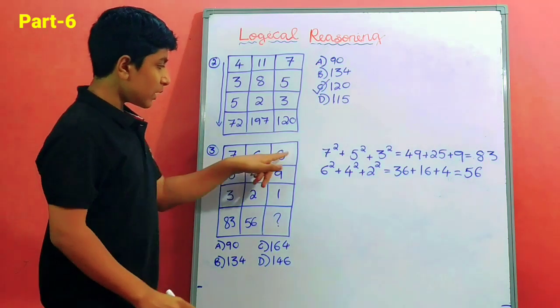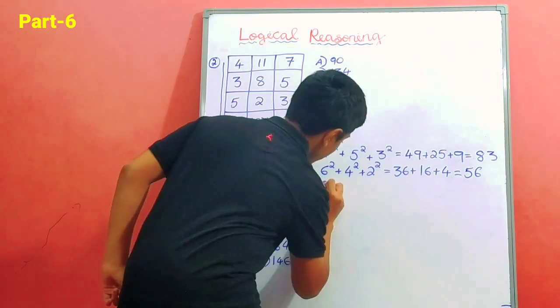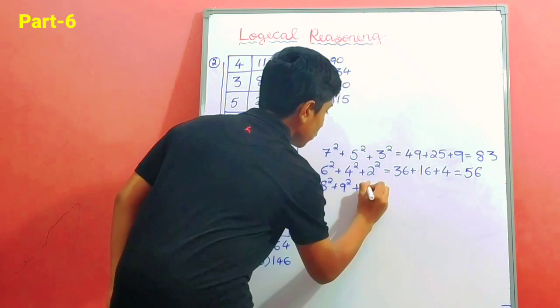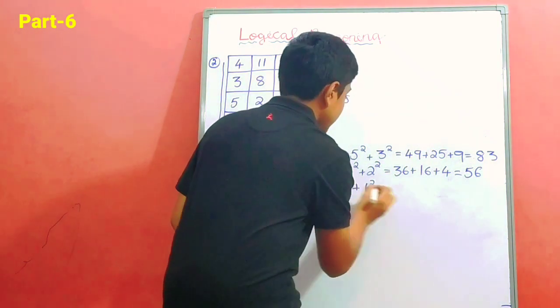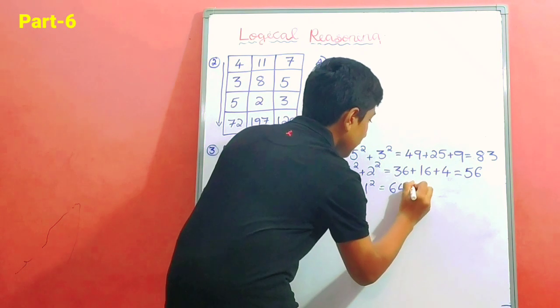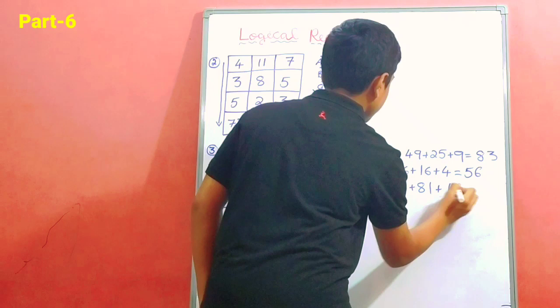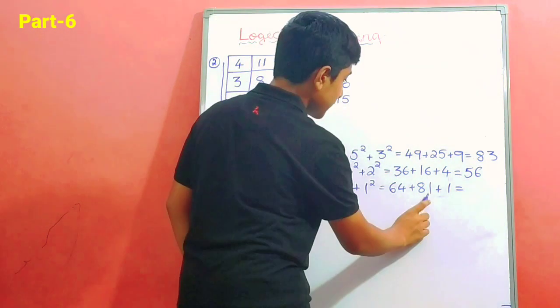In the same logic we can do this, that is 8 square plus 9 square plus 1 square. 8 square is 64, 9 square is 81 plus 1. So we have here 64 plus 81.